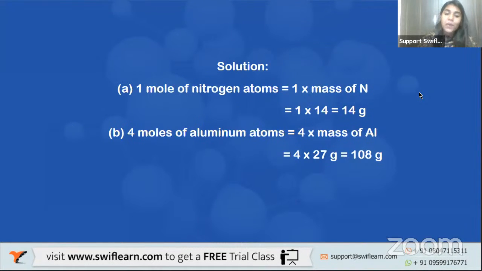Yeah, so 1 mole of nitrogen atoms is equal to 1 into the mass of nitrogen, which is 14. So 1 into 14, that is 14 gram. Now 4 moles of aluminium atoms is 4 into the mass of aluminium, 4 into 27 gram, that is 108 gram. Clear?